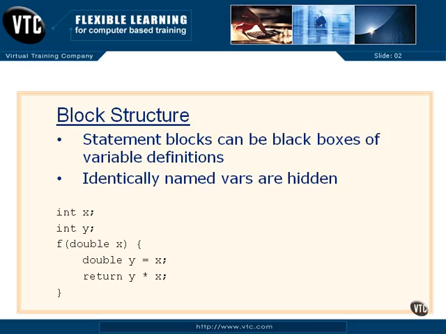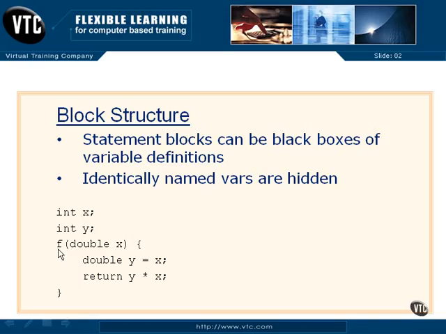Now let's take a look at this little piece of code here. Here we have an integer x and an integer y. We know that those are externs because they're declared outside of our function f, or they're externals. If we needed to declare them someplace else, we would of course use the extern keyword, but here we're defining them as integers x and y, so we don't use the keyword.